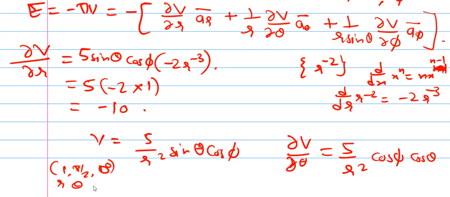r is 1, theta is pi by 2 and phi is 0. Substitute these values, so it comes out as 5 by 1, cos 0 is 1, cos pi by 2 is 0. So ∂V/∂theta comes out as 0.